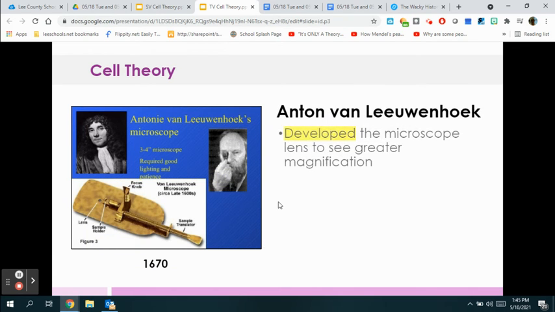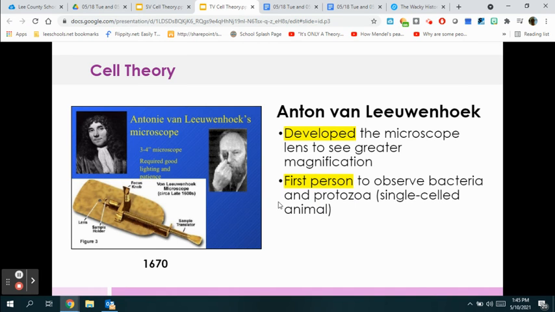Anton van Leeuwenhoek developed the microscope lens to see greater magnification. He was the first person to observe bacteria and protozoa, or single-celled animals. He observed and described red blood cells, probably his own.